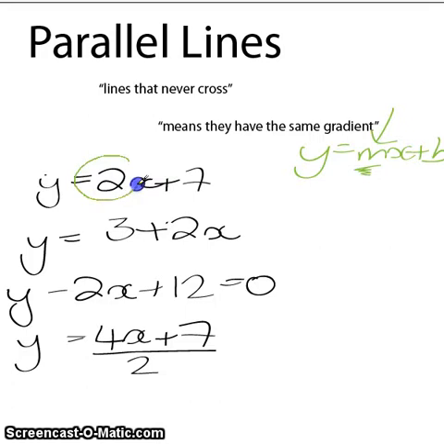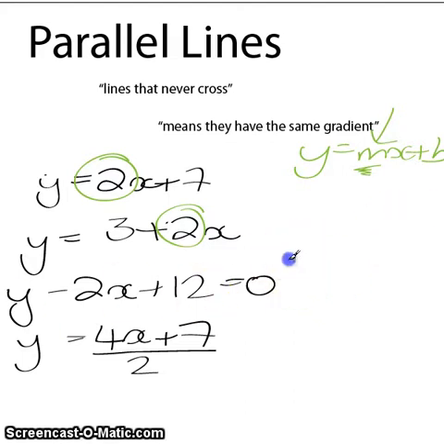So here's y equals 2x plus 7, this has gradient 2. Y equals 3 plus 2x also has gradient 2. These last two are not in this standard form, so we might need to do a little bit of rearranging, and you can either do that by paper or in your head to see if they've got the same gradient.